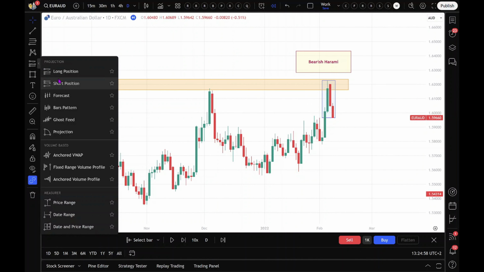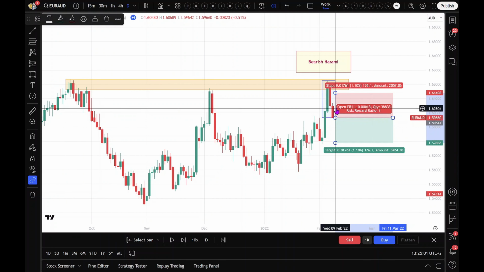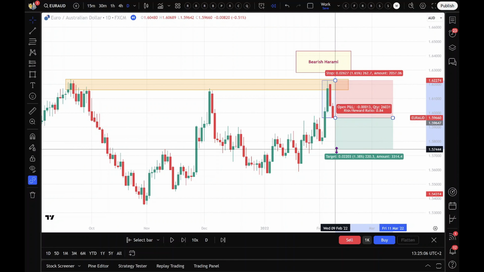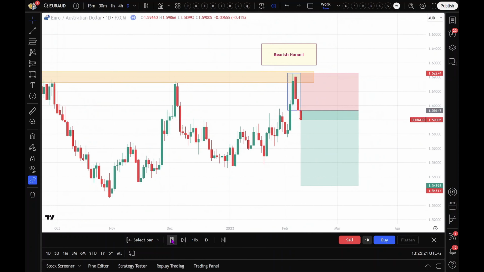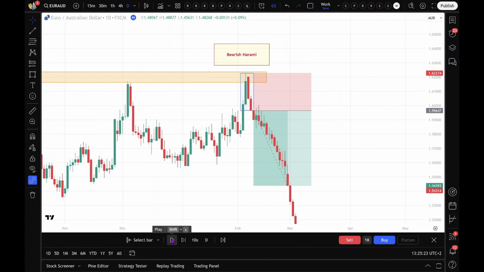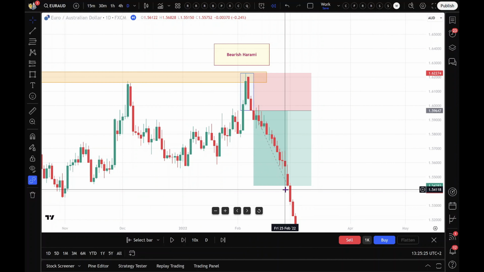So, we open a short position at the breakout of this candle, set our stop loss here, and place our take profit here. Let's see if this Harami was a good one. Yes, the price is dropping.